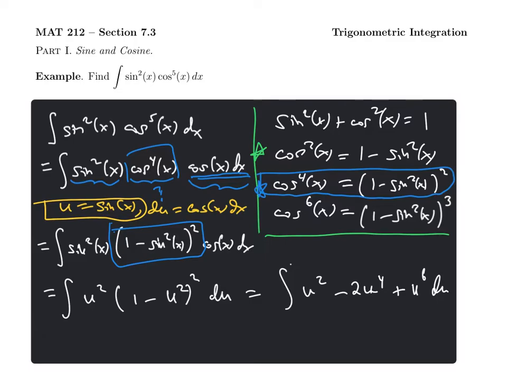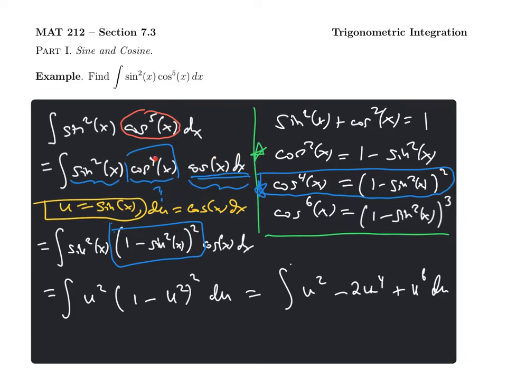So the thing that makes this work, if we really dissect it, was the fact that we had this cosine to an odd power. So that's what made everything work. So when I separated off one of those 5 cosines that are multiplied together there, I separated one of them off to go with my dx in anticipation of a substitution of u equals sine x.